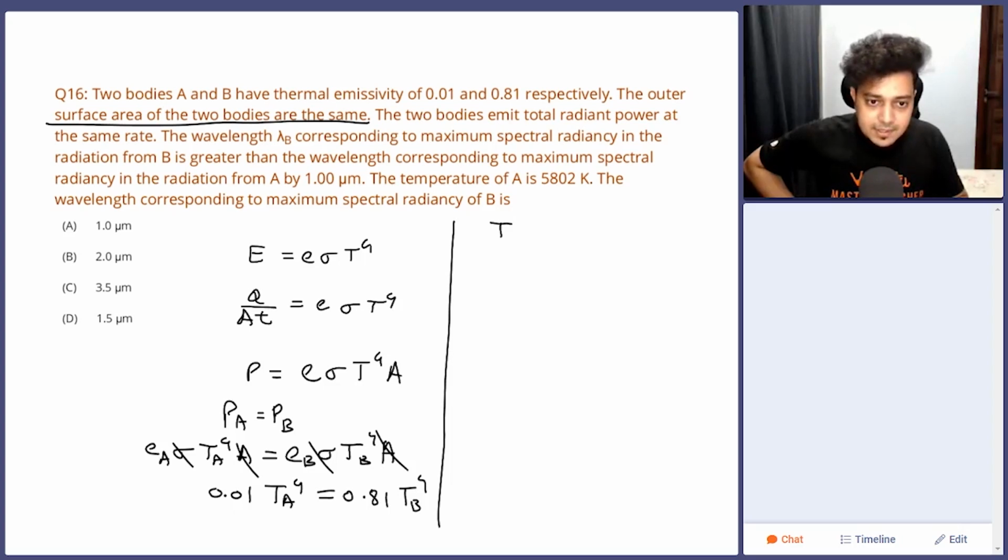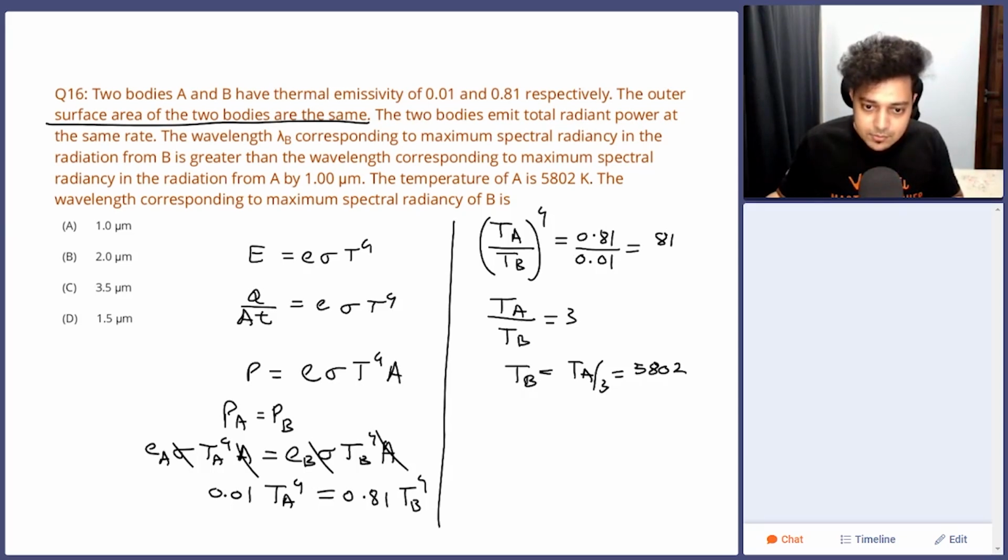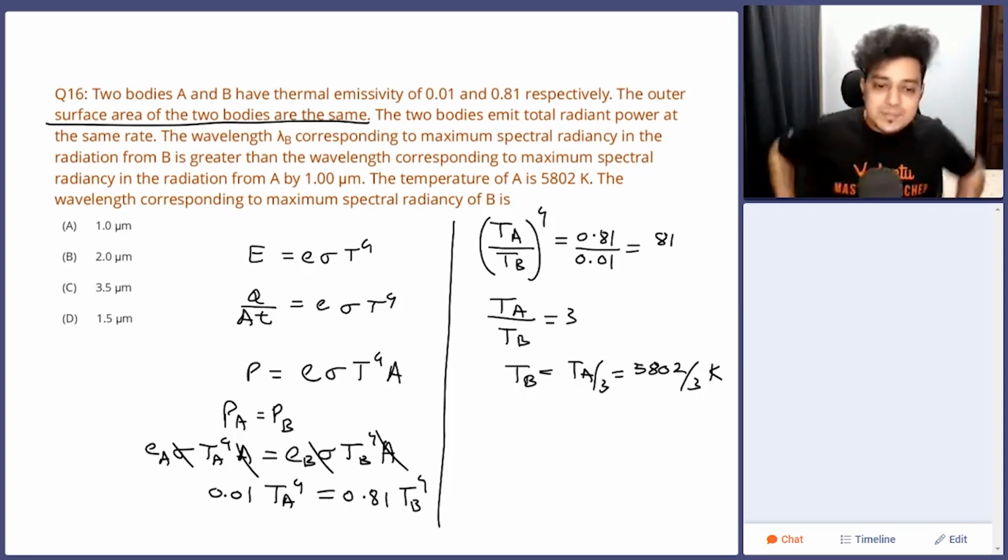If you rearrange this, you get TA by TB, the whole raised to 4, is equal to 0.81 divided by 0.01, that is 81. Now we take the fourth root on both sides. The fourth root of 81 is the square root of 9, which is 3. So TB is TA divided by 3, and TA is 5802 divided by 3 Kelvin. This is the TB value, but that is not the question. This is just a temperature.